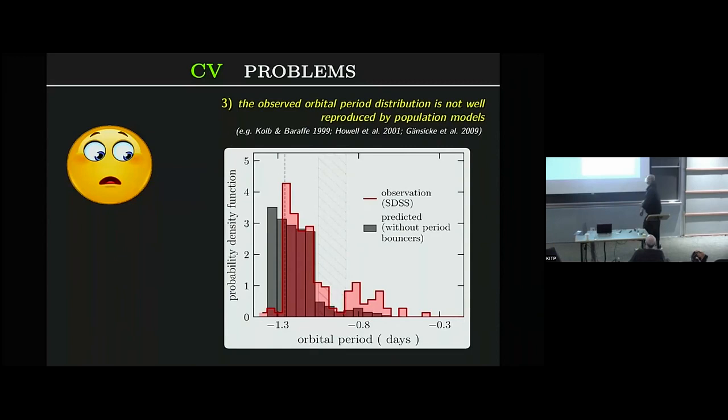The third problem we have is when we compare the predicted orbital period distribution with the observed one. The observed one is the red one with the CVs from the slow one. And then we have in gray the population synthesis. So we see that we predict much more systems below the gap than is observed, even if we somehow move this to the correct minimum orbital period, we still predict much more CVs below the gap than we observe.